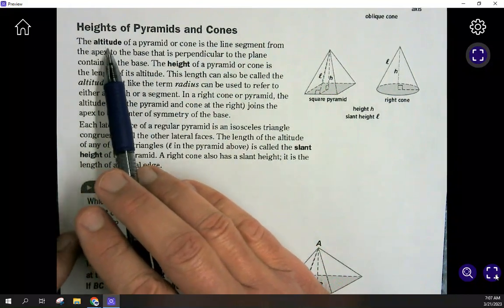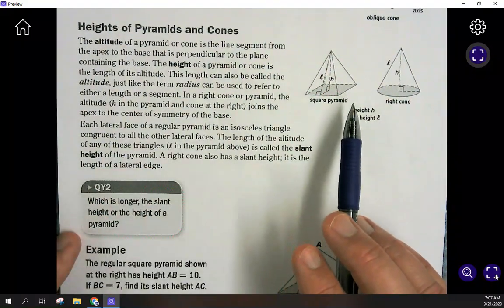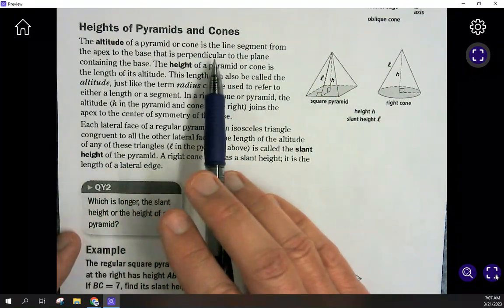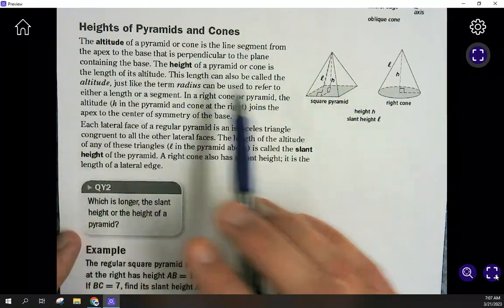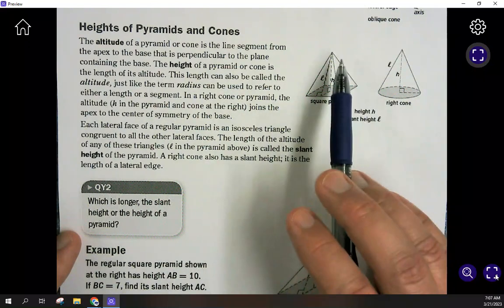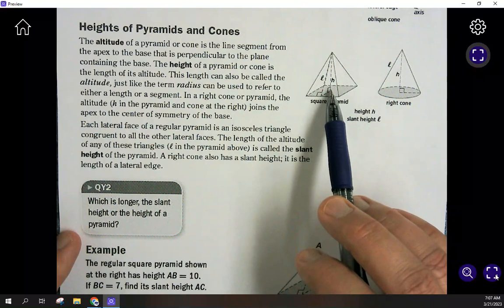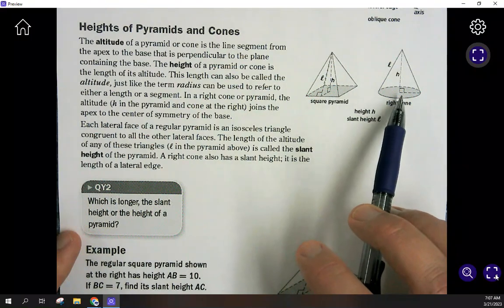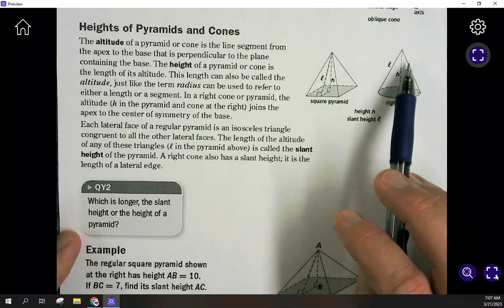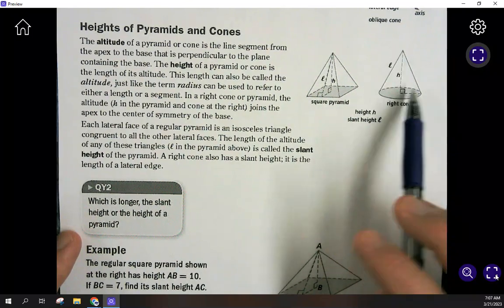All right, so the altitude of a pyramid or cone, it's the height. That's going to be the line segment from the apex to the base that's perpendicular to the plane containing the base. So on your right pyramids and right cones, the altitude goes from the apex directly down. It will hit the middle of whatever the base is, and it'll hit it at 90 degrees. So that's always going to make sense to us that that's the height, right?